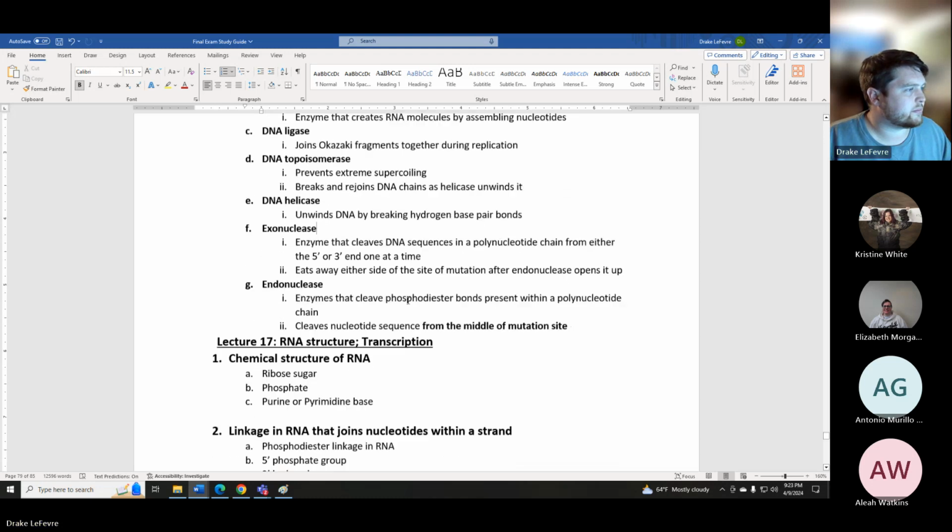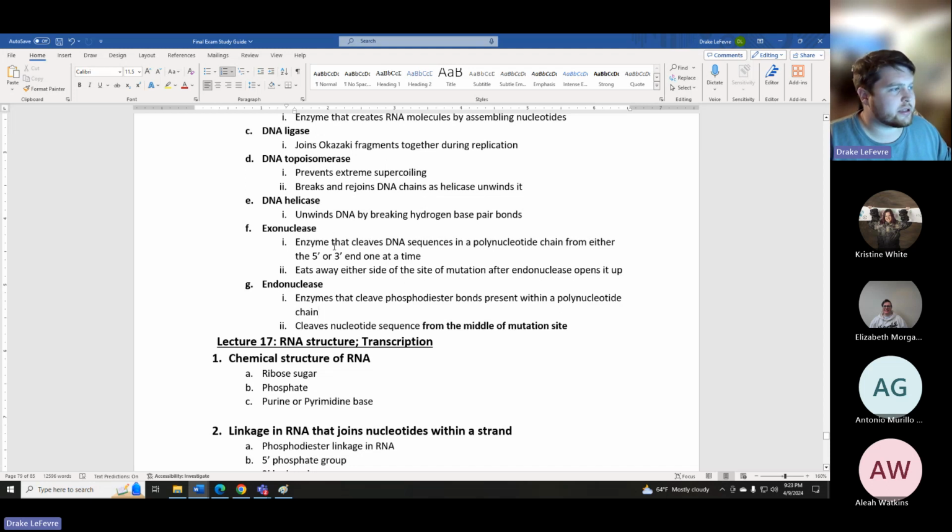Sweet. And that being said, exonucleases and endonucleases are the enzymes that are designed to fix those mutations. So the exonuclease, yes, they can kind of work together.